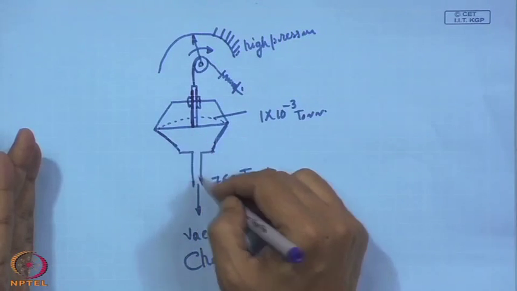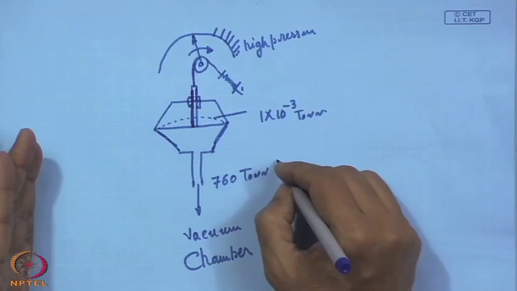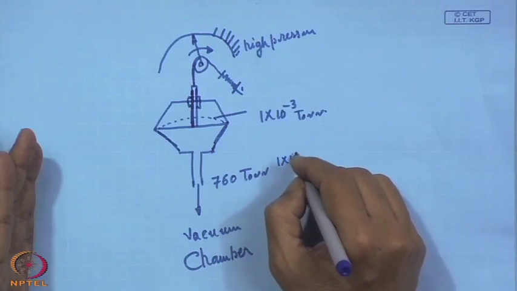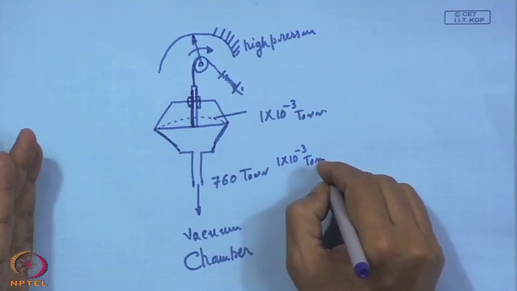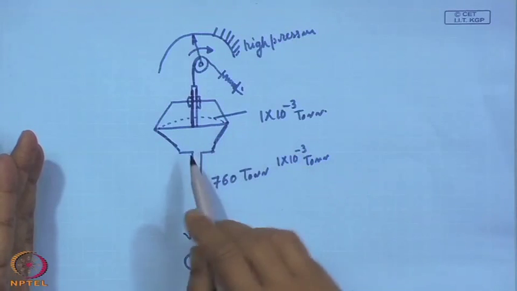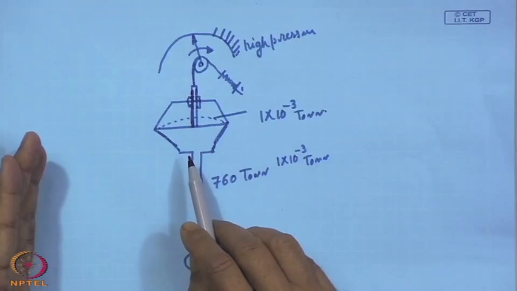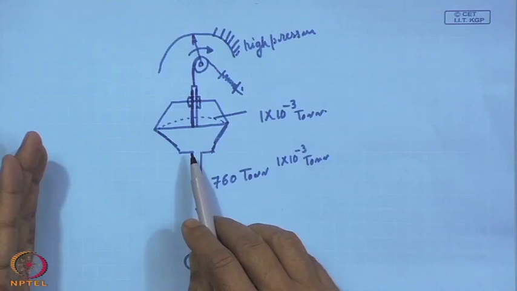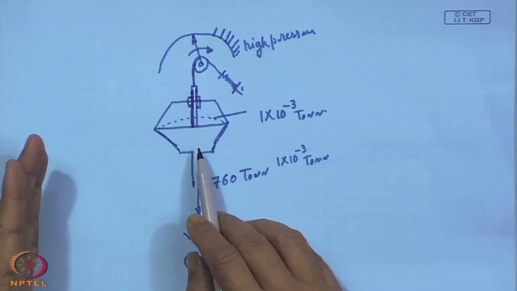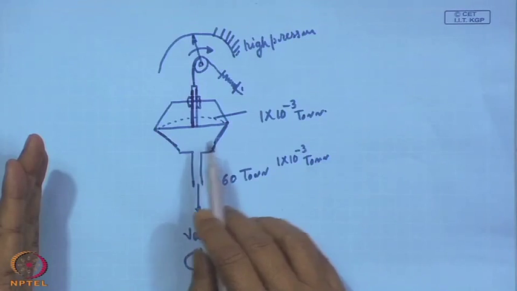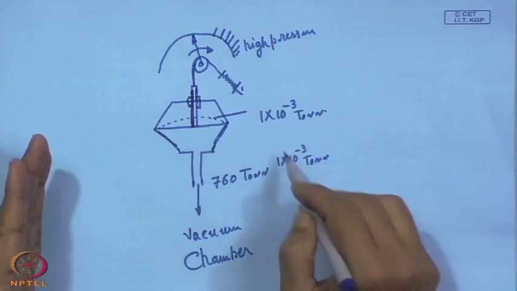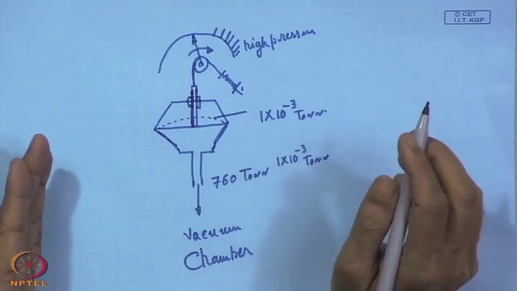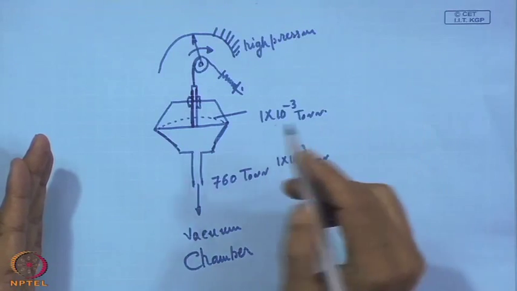However, when we evacuate the system down to about 10 to the power minus 3 torr, this is actually a gauge which is used for measurement of low vacuum. That means low pressure, not too high a vacuum, of the order of 1 into 10 to the power minus 3 torr.